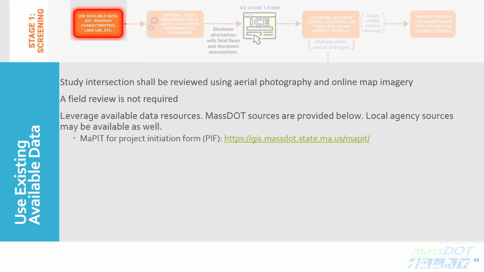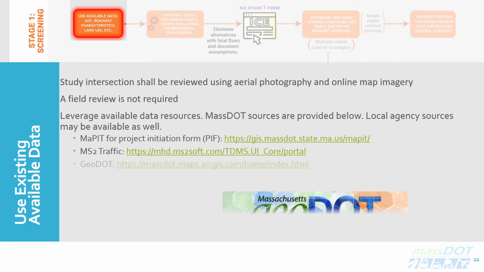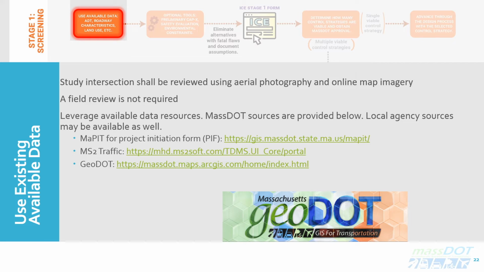MassDOT and other available data resources, such as the project initiation form from MAPIT, should be utilized to evaluate a location. The MS2 web portal provides access to historical traffic volume data. The link is shown here. The GeoDOT web portal includes a wide range of maps and data sets related to the transportation network. Available data includes roadway characteristics, top crash locations, bicycle facilities inventory, links to roadway layout plans, and many more details. The link to GeoDOT is shown here.